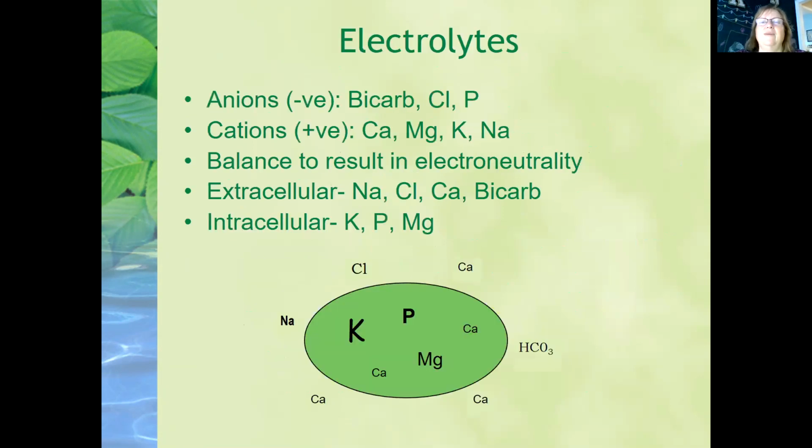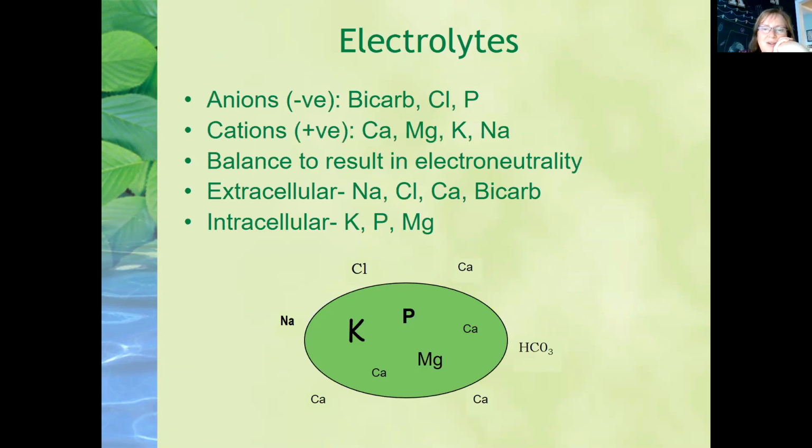Okay, what do we know about electrolytes? Again, just a basic review here. We've got anions and cations. Anions are the negative electrolytes: bicarb, chloride, phosphorus. Cations are calcium, magnesium, potassium, and sodium. You see them in this picture down below, and they balance each other by creating electroneutrality as they move in and out of the cell to create a net neutrality. Not all of them move in and out of the cell, but they variably do.